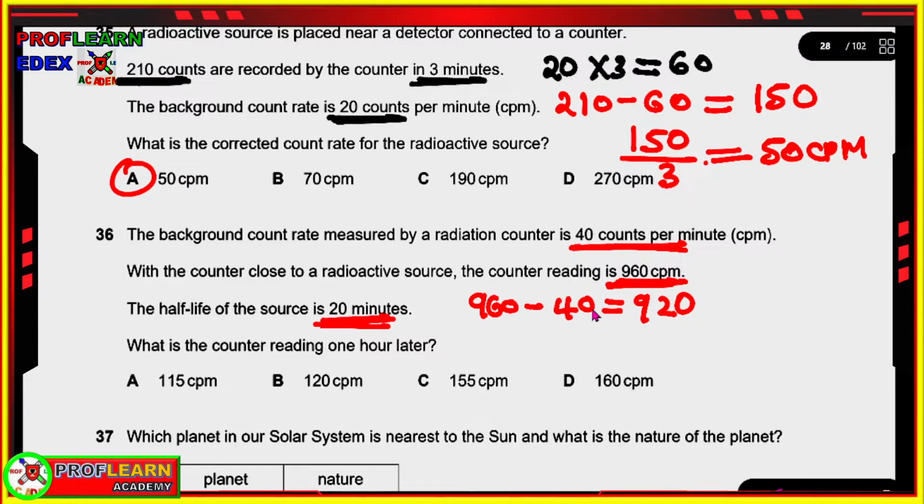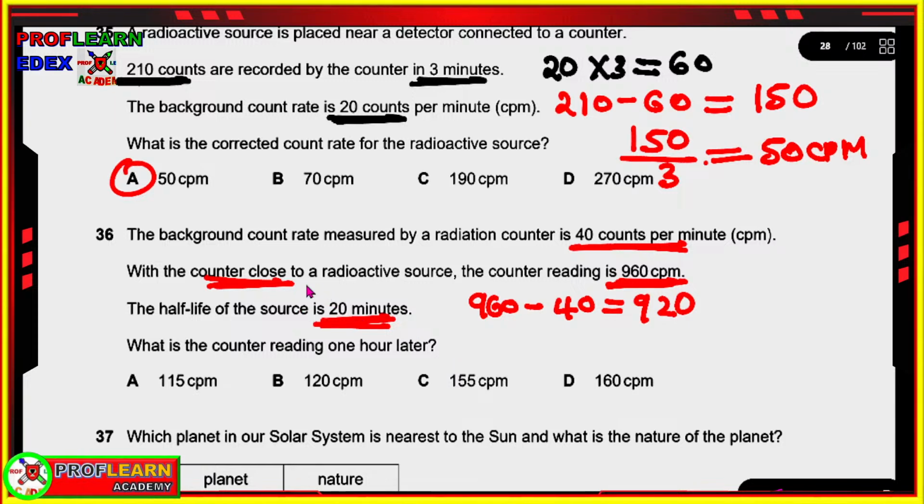I'm subtracting because the counter is indicating the radiation from the radioactive source. At the same time, it is also indicating the background count, right? So we have to correct that.